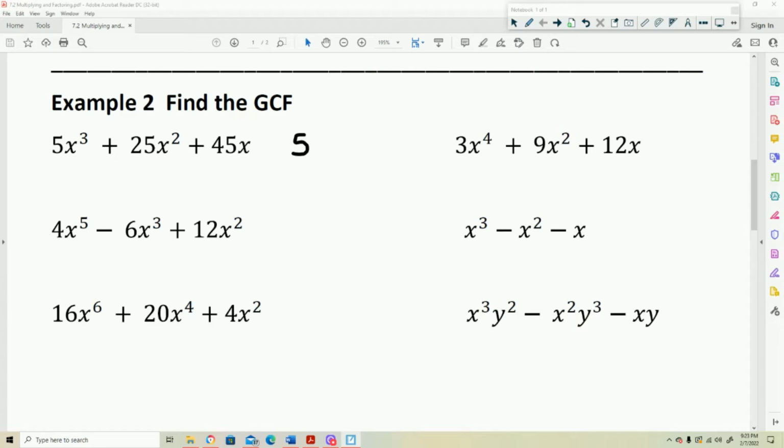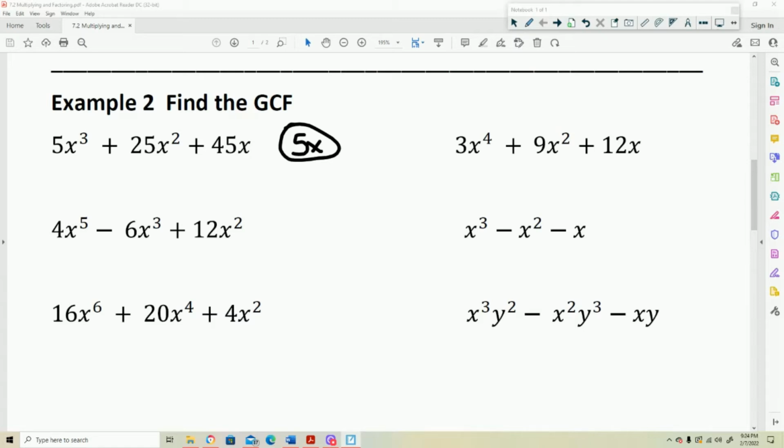Well, this one only has 1, this one has 2, this one has 3: x^3, x^2, and x^1. They all have at least 1 x. They do not have at least 2 x's, they all have at least 1 x. And so that is the GCF of the variables, what they all share in common. So it's 5x. x divides x evenly, x divides x^2 evenly, and x divides x^3 evenly. So 5x is the GCF. And that's it. Keep going.